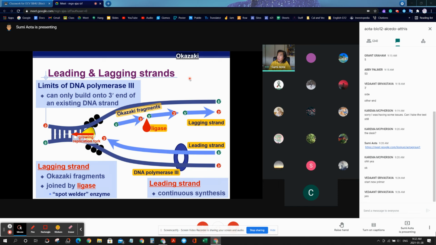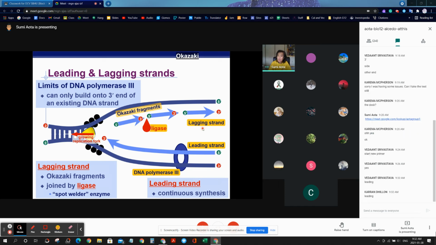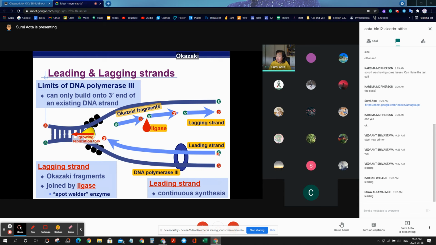Of the two, which one is going to be made faster? The leading strand or the lagging strand? Which one is going to be faster to build? Leading. It's faster, so it actually goes along faster than the lagging strand. There are fewer steps. So the leading strand will always be faster than the lagging strand. So that's what this looks like.